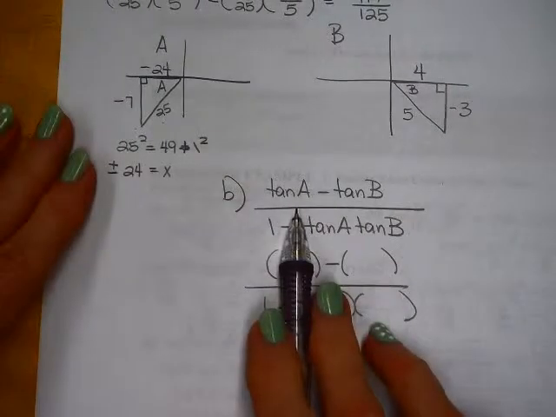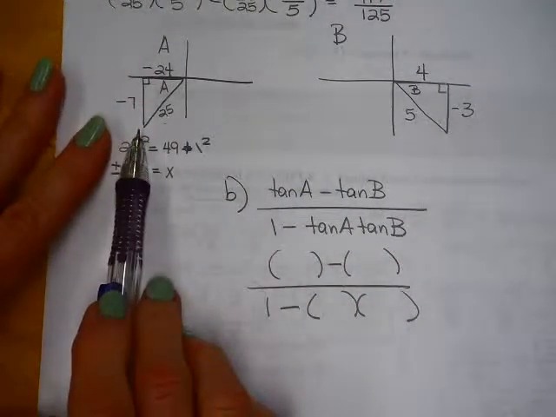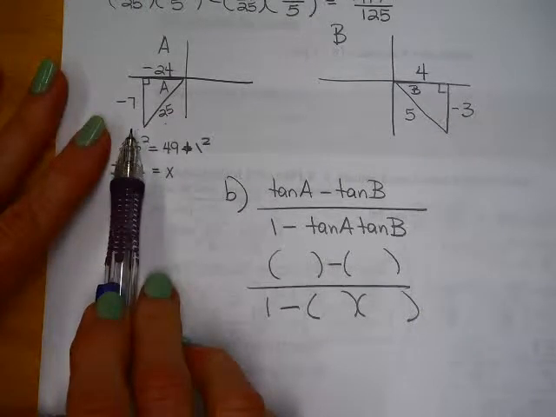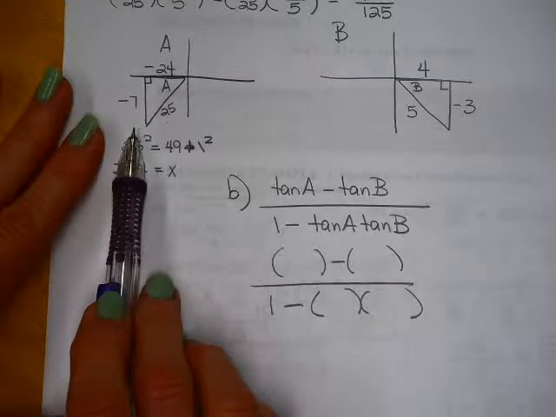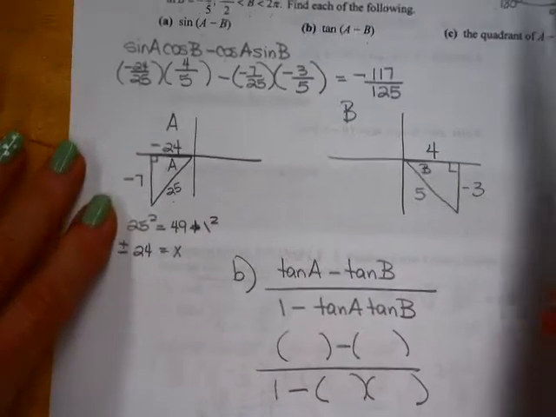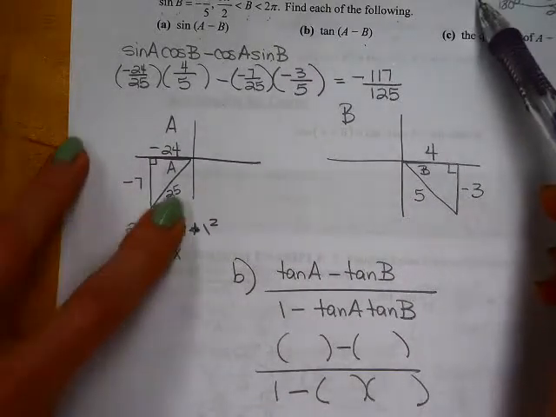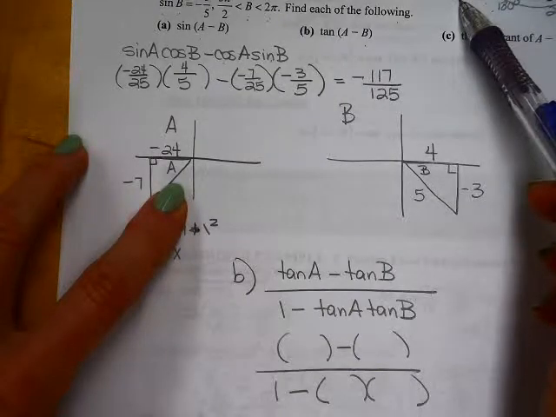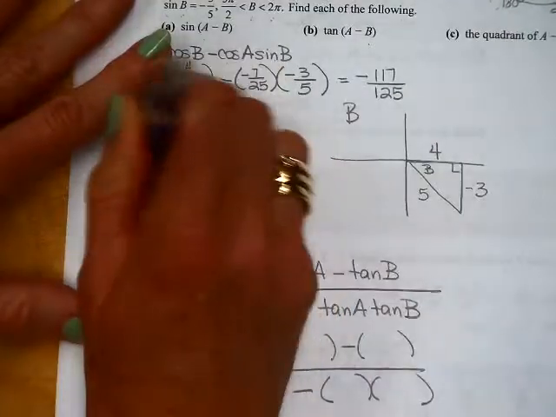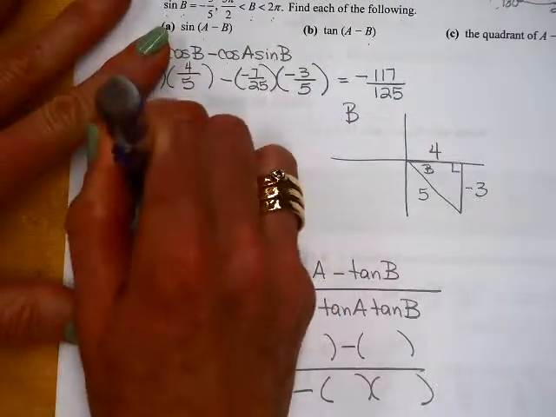The tangent of angle A. Here is angle A. What is the tangent of this angle? Shouldn't it be? Cosine of angle A should have been adjacent over hypotenuse. Thank you very much.